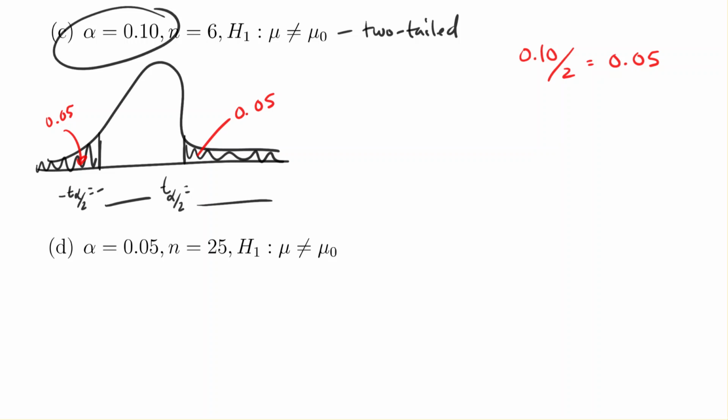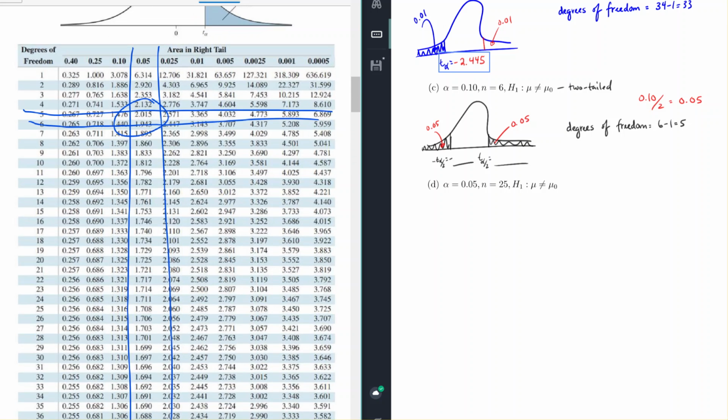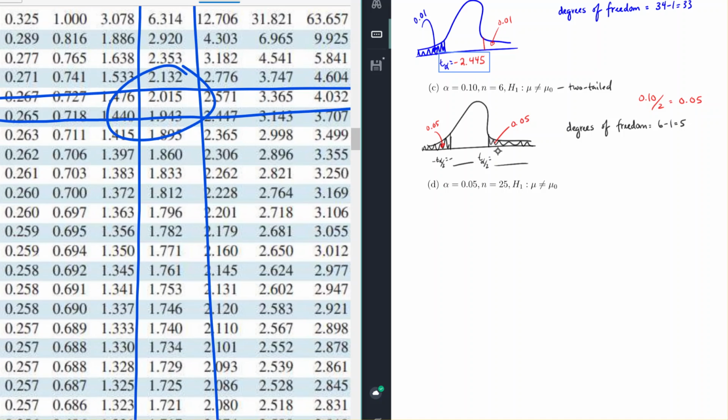So we can quickly find both of these from our chart. We record our degrees of freedom as 5 because our sample size is 6. Okay, so we're going to find the area right of 0.05, and then I'll just negate it for the portion on the other side. So here's our column for 0.05, area to the right, our row for 5, and we see the value is 2.015, and this would be negative 2.015. So in this case, I have two critical values because it's a two-tailed test.